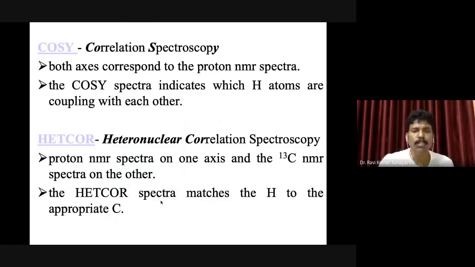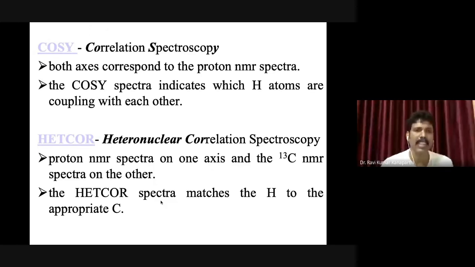So mostly, what we come across in two-dimensional spectroscopy in organic chemistry is COSY and HETCOR. COSY means correlation spectroscopy, where homonuclear correlation is the only one applicable. That means either protons alone or carbons alone. So that is the correlation. Of course, it can be a total correlation or a correlation of two nuclei. Okay, that is the thing.